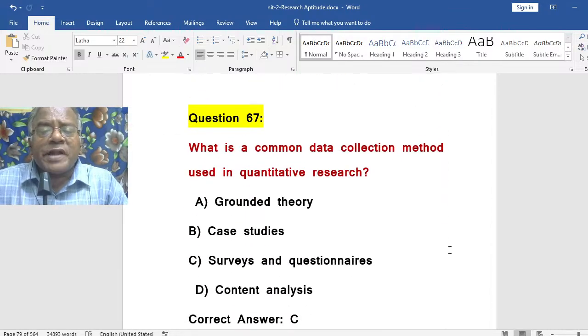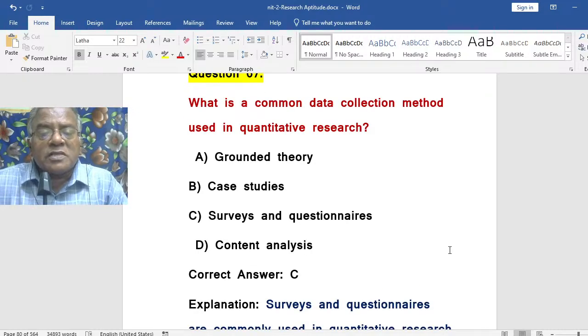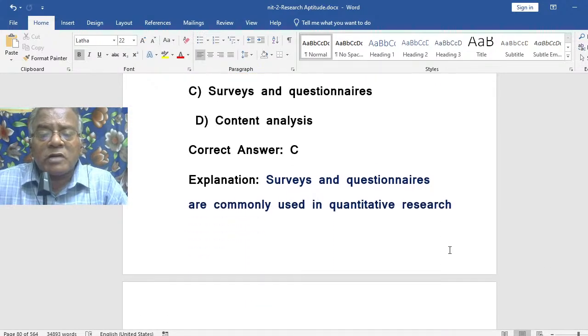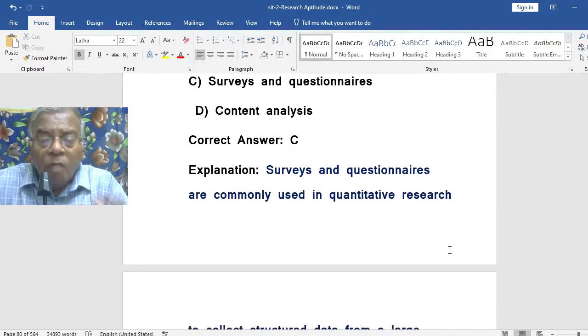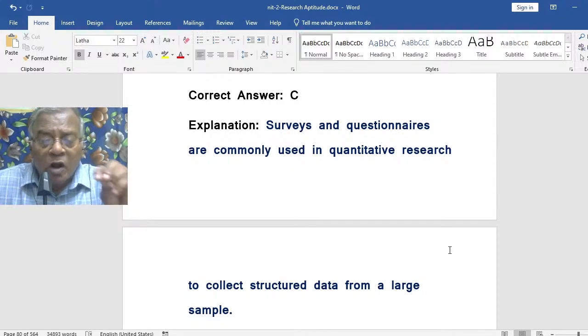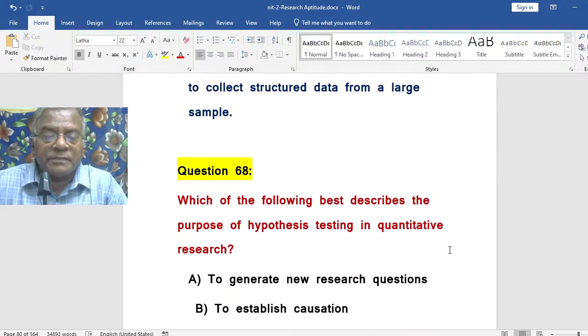What is a common data collection method used in quantitative research? Surveys and questionnaires. Out of these four alternatives, surveys and questionnaires is the correct answer, because surveys and questionnaires are commonly used in quantitative research to collect structured data from a large sample.